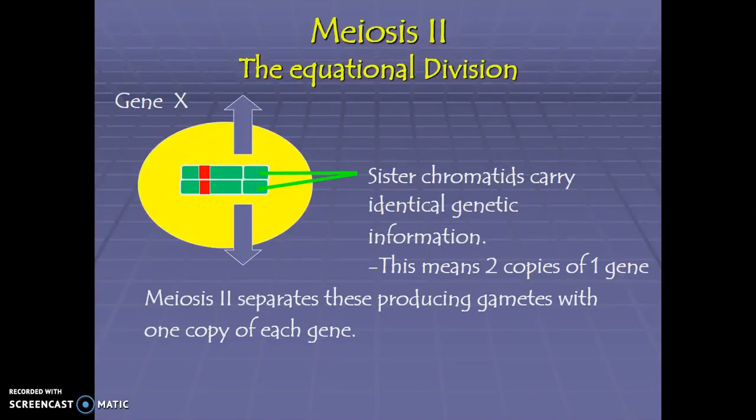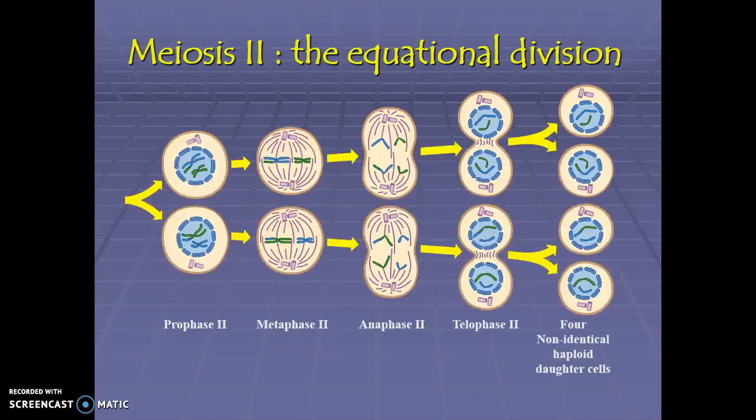So now we need to separate the sister chromatids. Now we're going to rip them apart so we can make haploids. Here's a big picture of Meiosis II. Notice the names of the phases. They sound pretty familiar, don't they? Prophase, Metaphase, Anaphase, Telophase, and Cytokinesis.